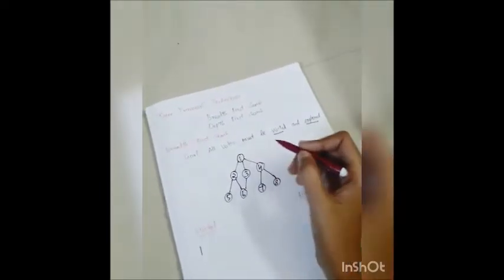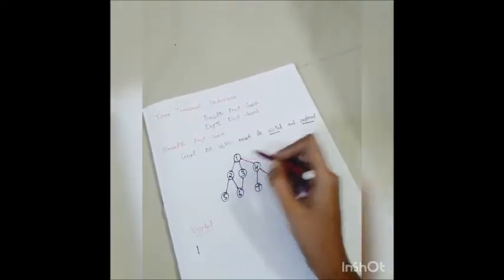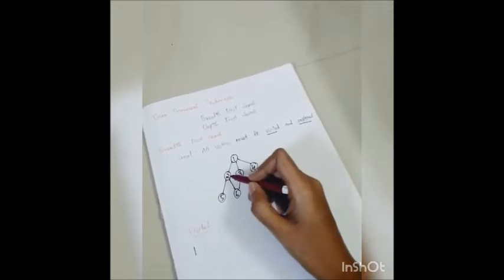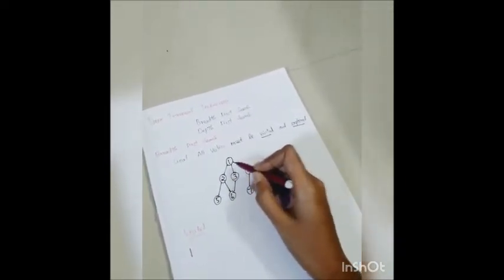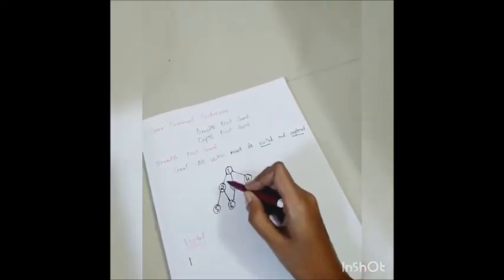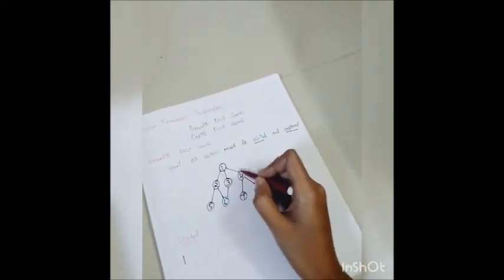Now, what are the adjacent vertices for vertex 1? There are 3 vertices, 2, 3 and 4. All these 3 vertices are adjacent to vertex 1. Only after visiting all these vertices, vertex 1 becomes explored. So, first I will start visiting these vertices. First I will go to vertex 2.